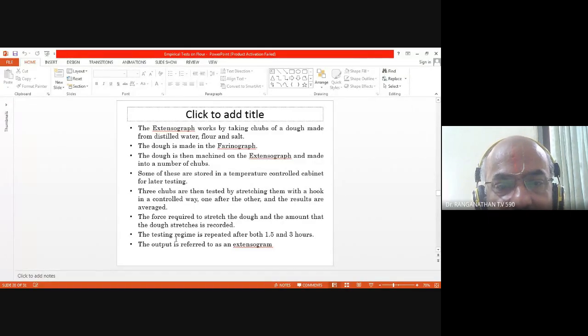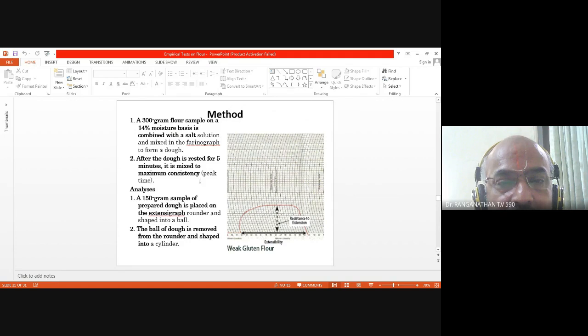So the testing regime is repeated after about 1.5 and 3 hours. So unlike a farinograph where it is a single run, here the dough is repeatedly stretched and the strength checked. So these are the other details. A 300-gram flour sample is taken with normally 1% sodium chloride solution. The dough is rested for 5 minutes for making up the structure. Then 150 grams of the prepared dough is placed. And I think you have already seen.